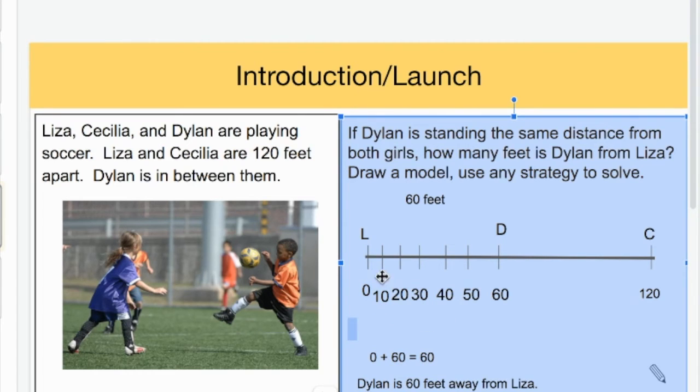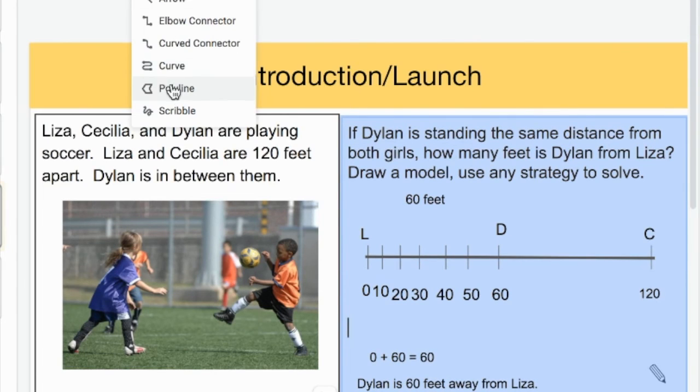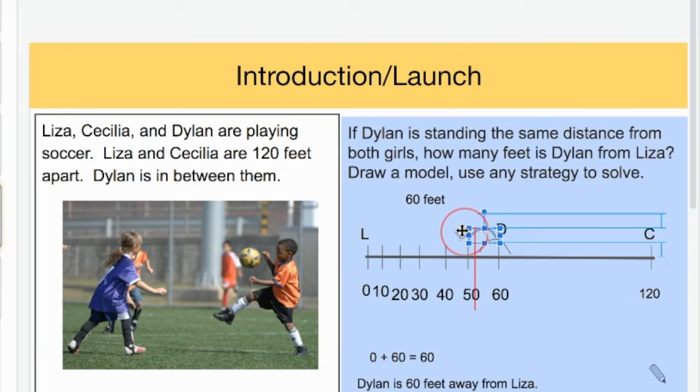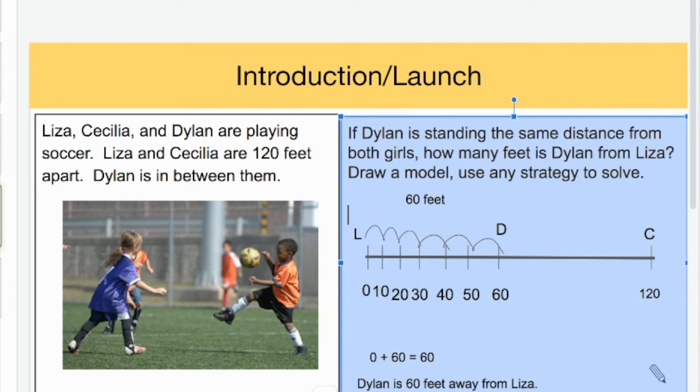So how many jumps of 10 did we have to make to get back to 0? Well, let's see. I'm going to use my scribble tool. I made one jump of 10 backwards, and then another jump of 10 backwards, and another. I fast forwarded a bit, but I want you to see that I made 1, 2, 3, 4, 5, 6 jumps of 10 backwards, right? And 6 jumps of 10 also equals 60. So we solved this problem 2 different ways.